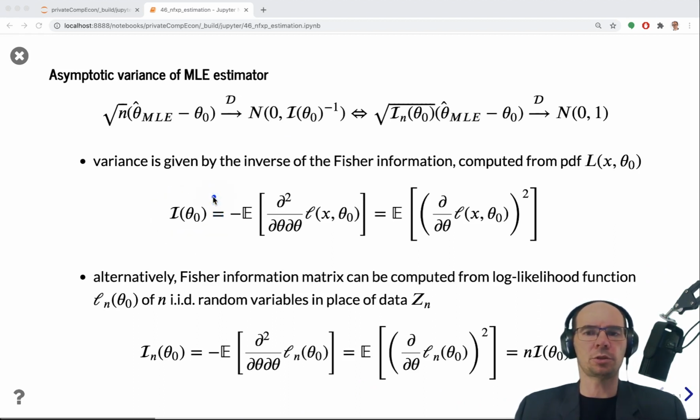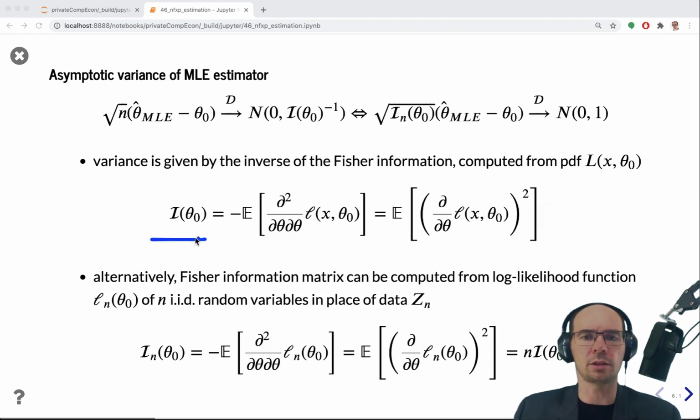And by definition, the Fisher information is the variance of the score function computed at the true parameter theta naught, where the score is simply the derivative of the log likelihood. I'm skipping a lot of derivations here. You can show that this Fisher information can be given by these two equivalent forms. It's either the negative expectation of the second derivative of the log likelihood, or it is the expectation of the square of the derivative of the log likelihood function.